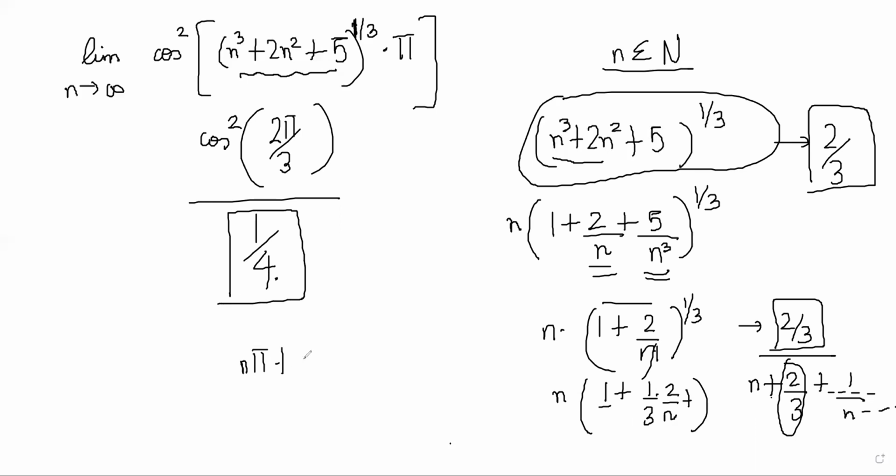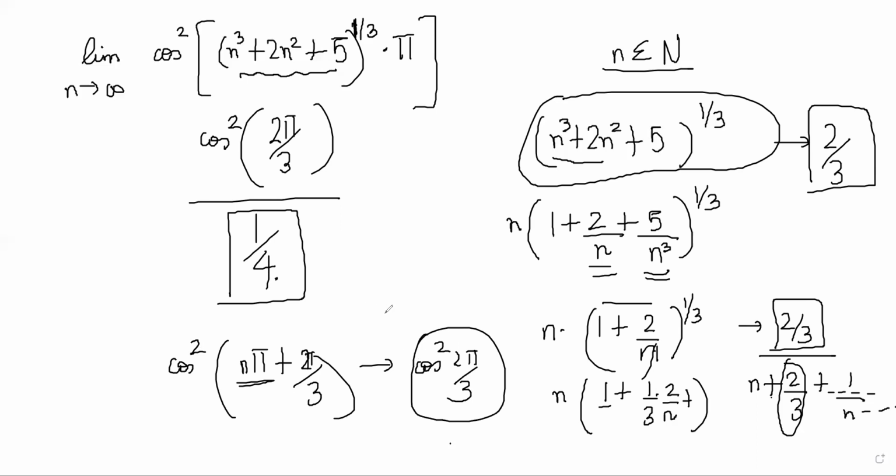N pi plus 2 by 3 is coming as my angle, no? But with n pi plus 2 pi by 3, when you do cos square, it gets properly cos square of 2 pi by 3. There is no issue. Cos of n pi plus 2 pi by 3 is the real thing, so that becomes cos square of 2 pi by 3 only. In fact it doesn't matter. If it was something else, it might have mattered. If it was cos of n pi plus 2 pi by 3, it would have mattered, because then it would have been negative.